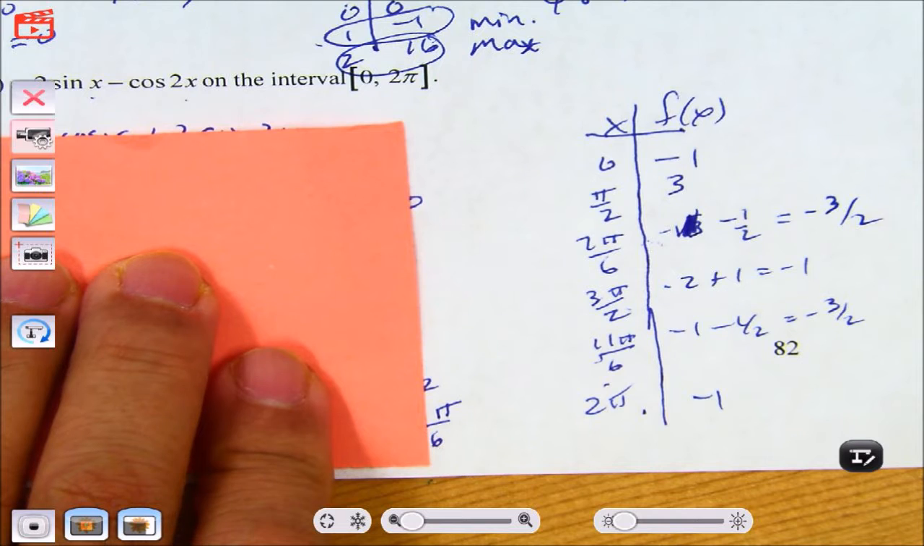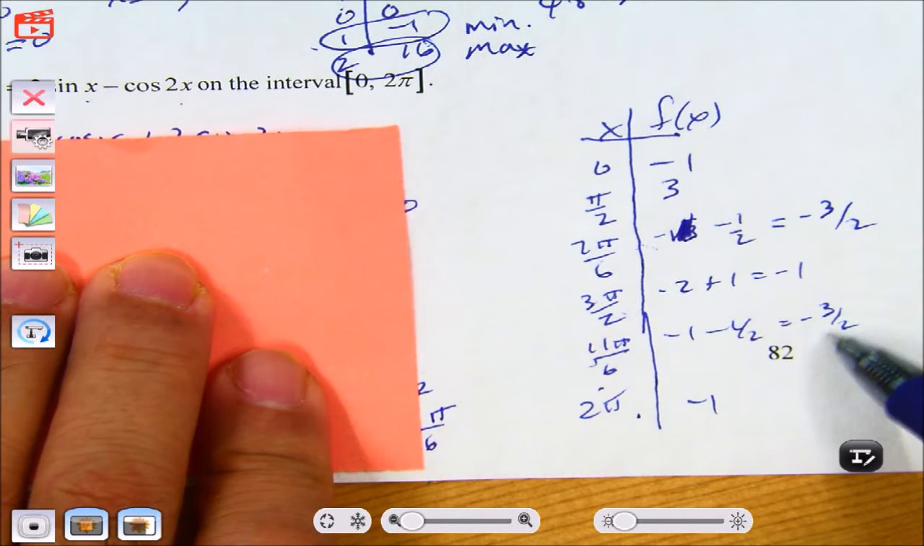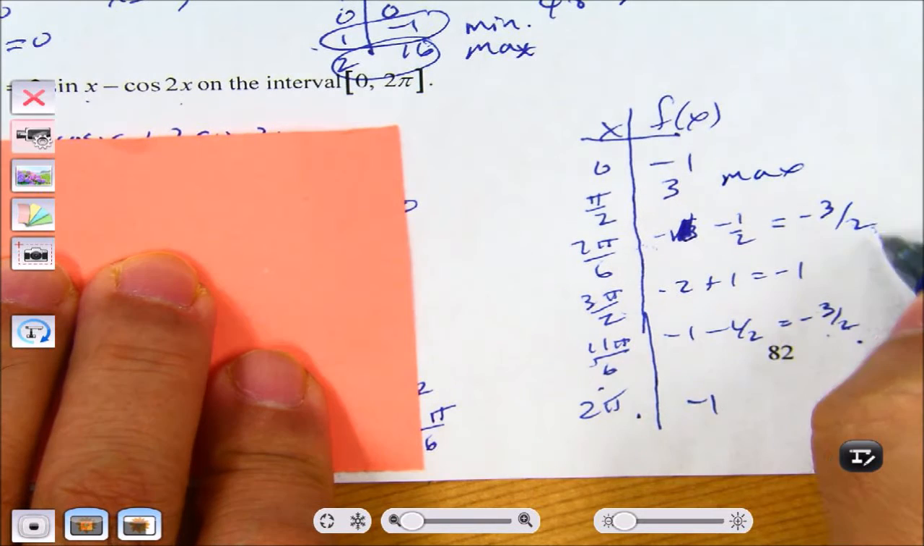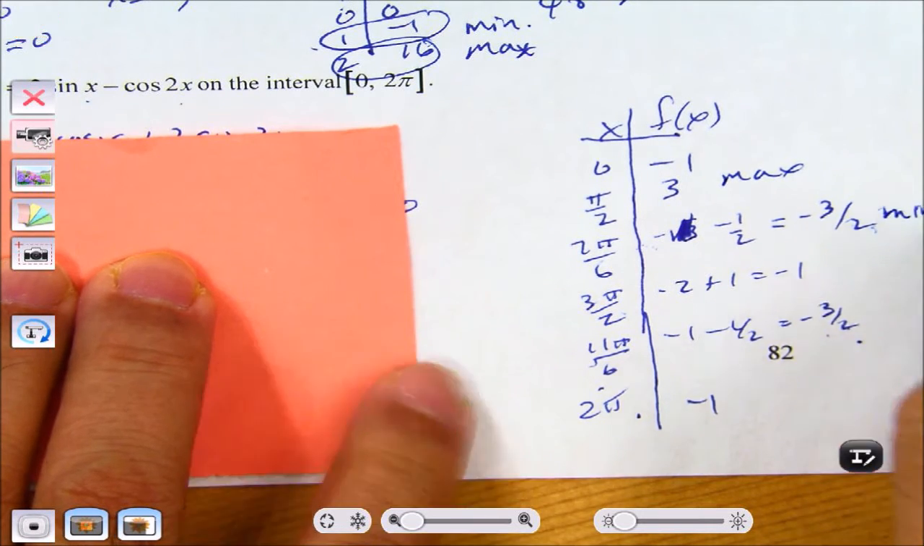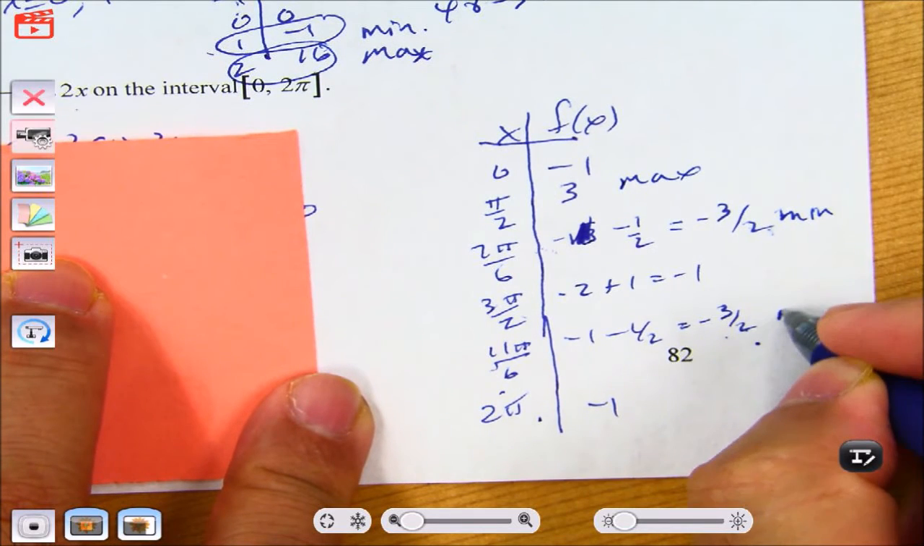All right, so what's the max? 3. And the min, there's two of them, but it's basically the same value, negative 3 halves. So you have a max here, and you have a min at negative 3 halves.